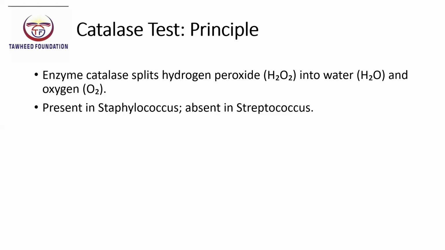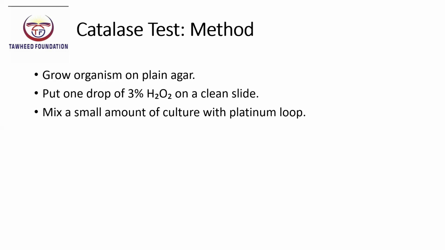Materials required will be a fresh bacterial culture, preferably 18 to 24 hours old to avoid false results, 3% hydrogen peroxide solution, sterile glass slide, sterile inoculating loop or wooden stick, and protective equipment, which is gloves and eye protection. Method: there are two methods. First is the slide method and the other one is the tube method.